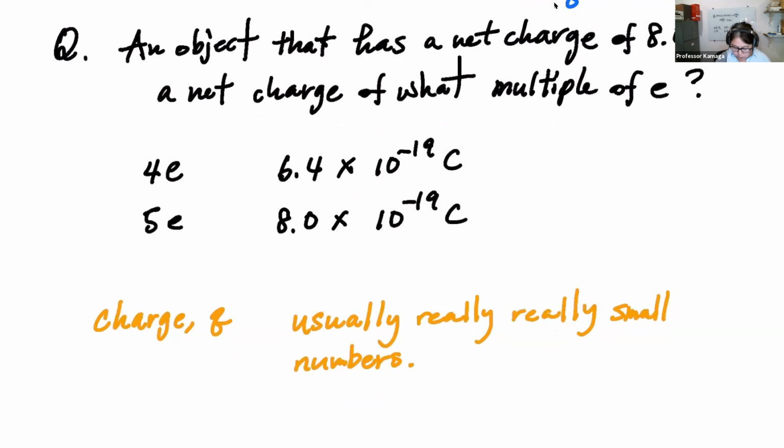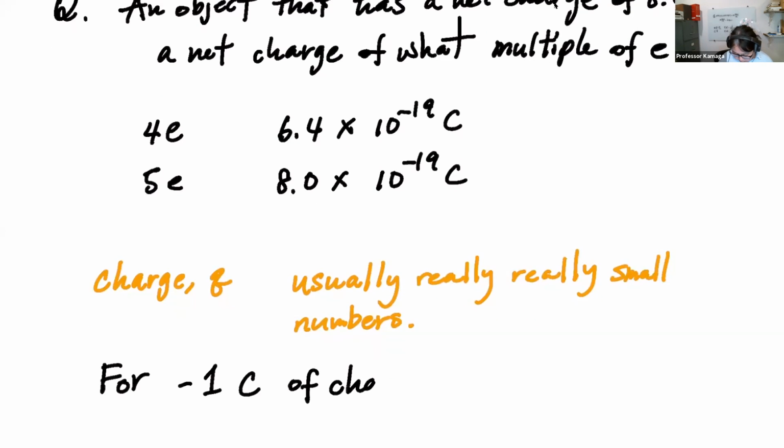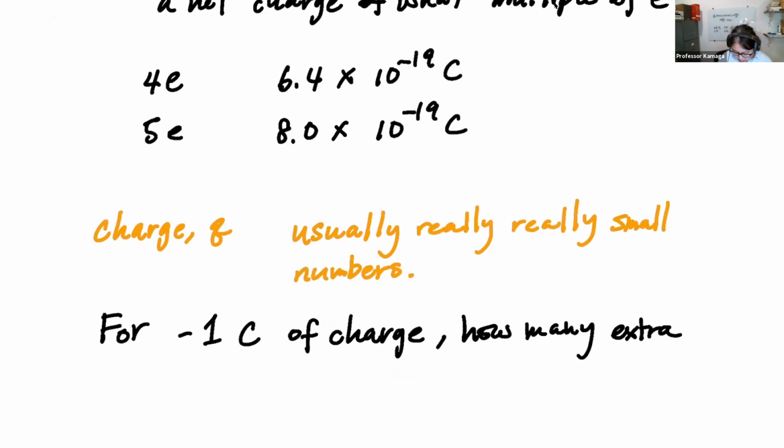Imagine that though. Can you calculate, for minus 1 coulomb of charge, how many extra electrons you need to have? How many extra electrons do you need for minus 1 coulomb? Calculate it.